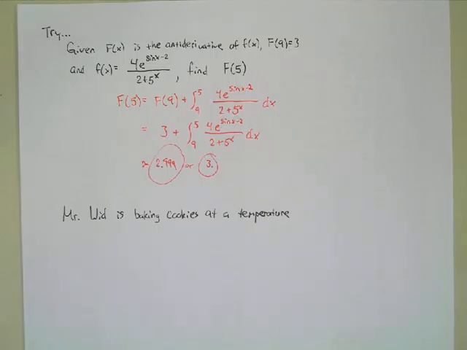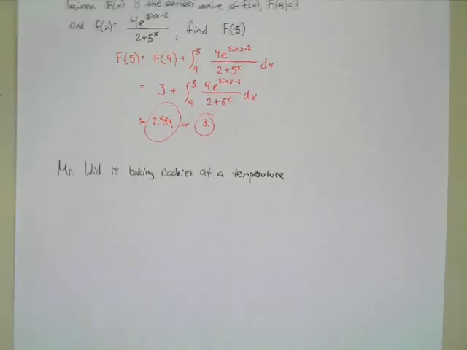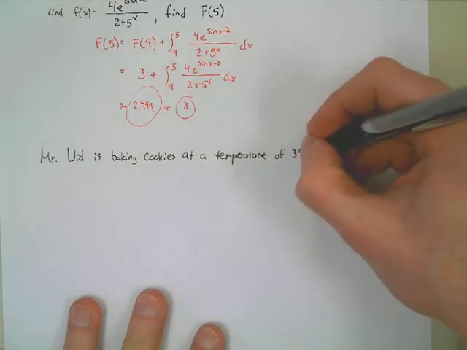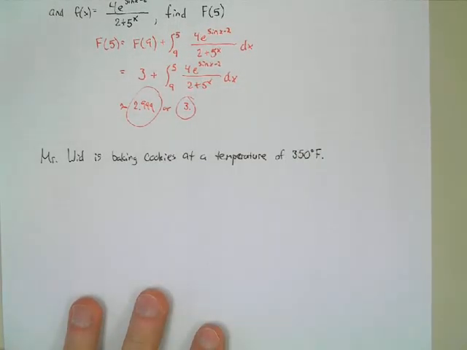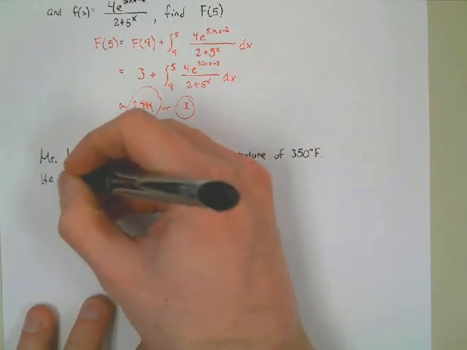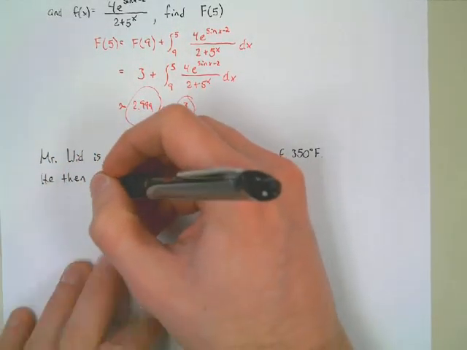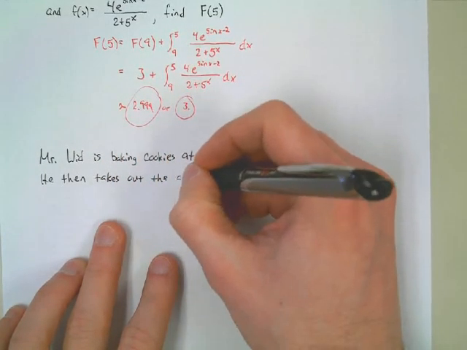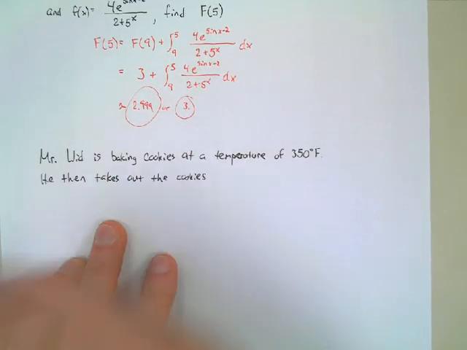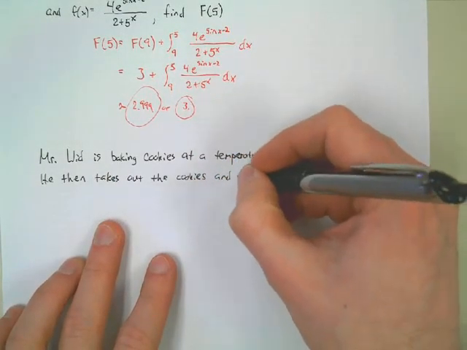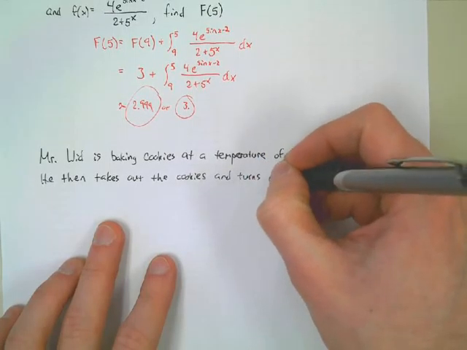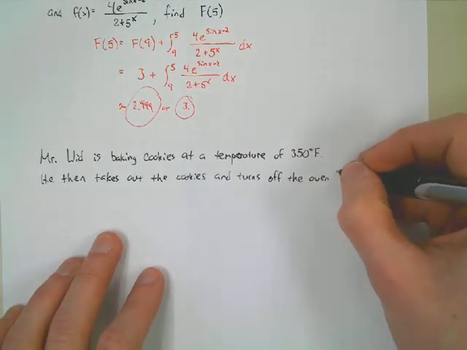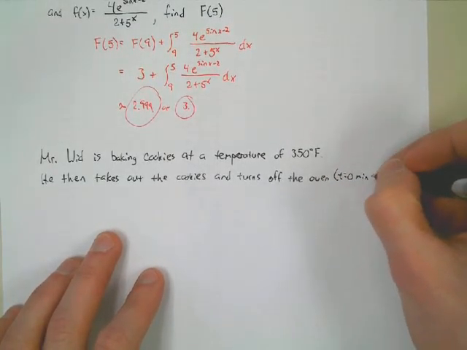All right, anyway, Mr. Witt is baking cookies at a temperature of 350 degrees Fahrenheit. He then takes the cookies out of the oven. Plot twist. He then takes out the cookies and burns his mouth while trying to eat them. No. He then takes out the cookies and turns off the oven. At what rate does it cool down? And that is at time t equals 0 minutes. So we start our student stopwatches right there. Time 0 is when that is.